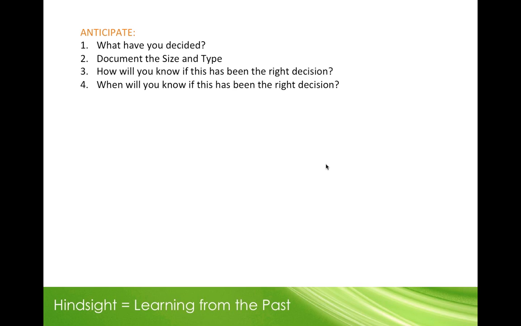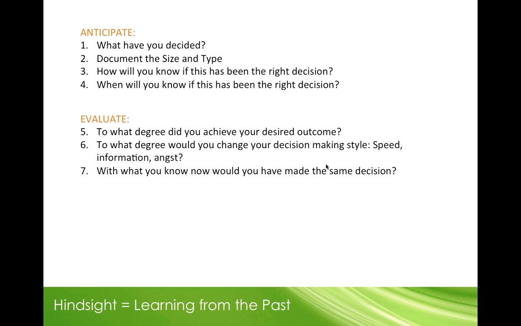The next thing we need to do to anticipate, we'll say, well, how will we know if success has happened? How will you know if this has been the right decision? And then we'll simply ask, when will you know if it's been the right decision? And you really should be diarising that, although we've got a tool that should help you with that. Next, we'll evaluate the outcome.